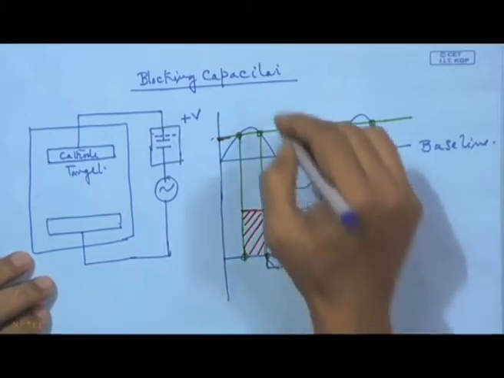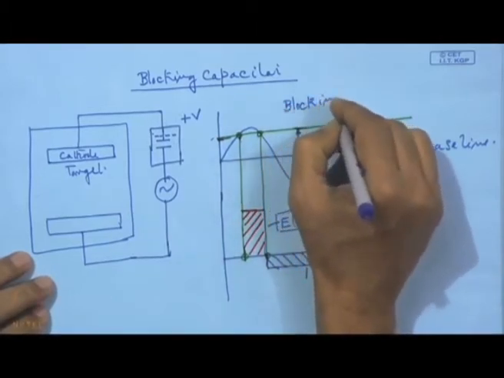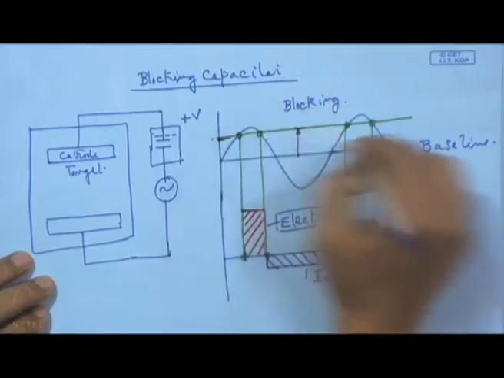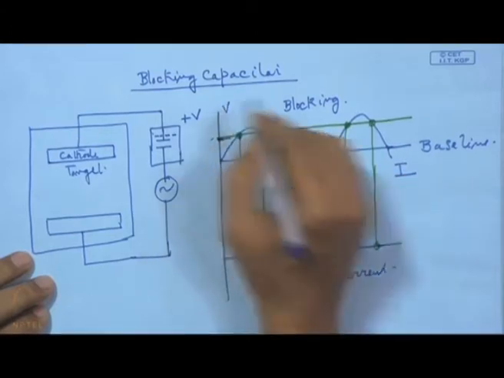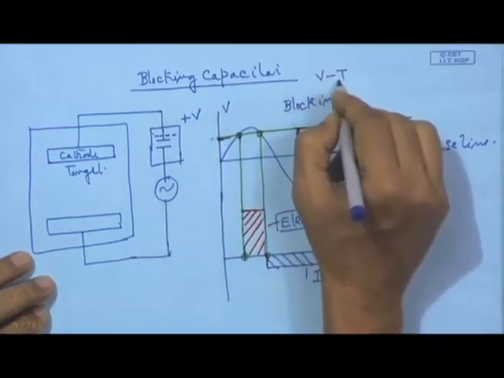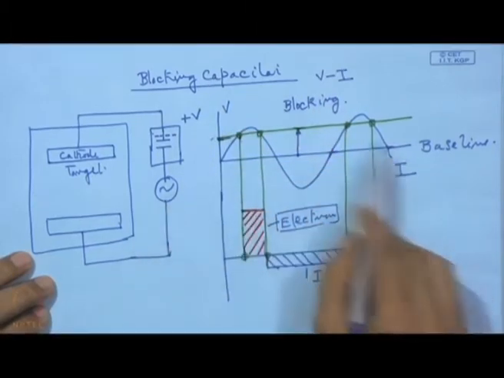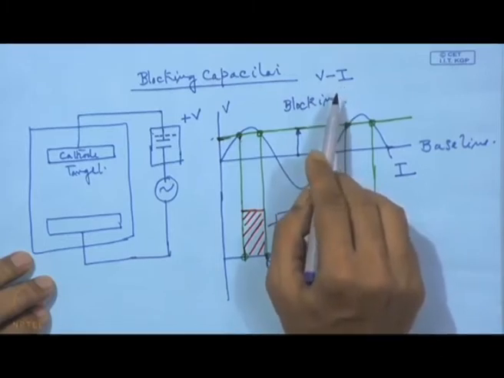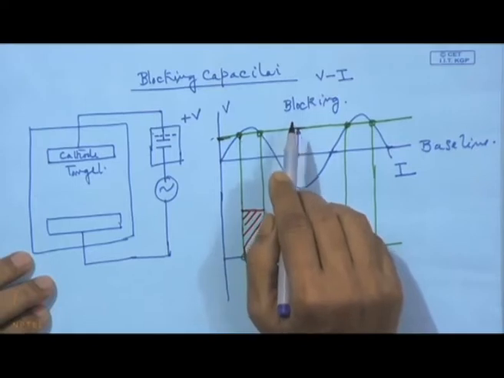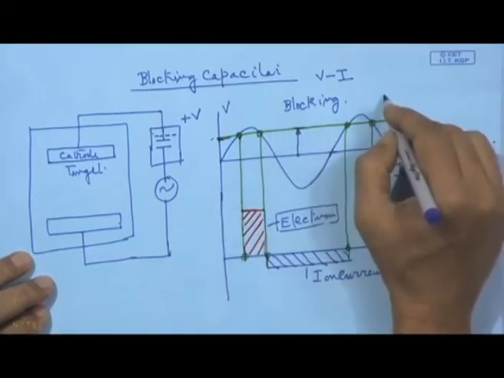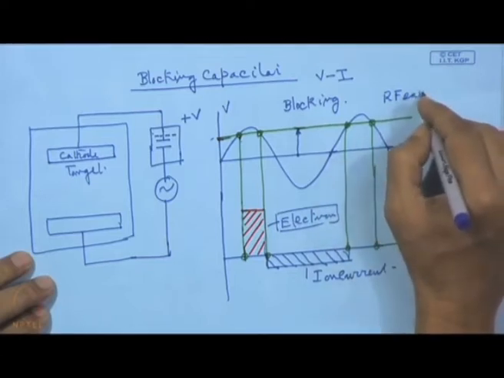So here we call it a blocking electrode. It is actually this diagram we should say: this is I, this is V. So this is the V-I characteristics. This diagram we should call the V-I characteristics of a blocking electrode when it is subjected to RF excitation.